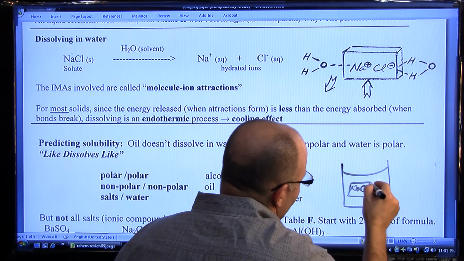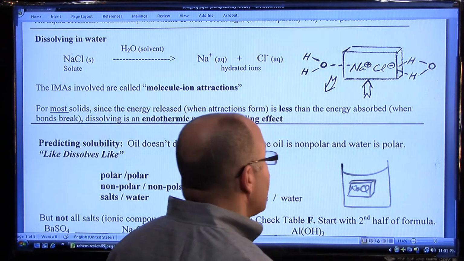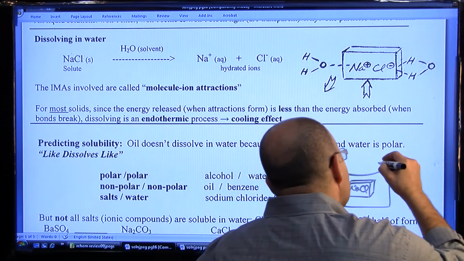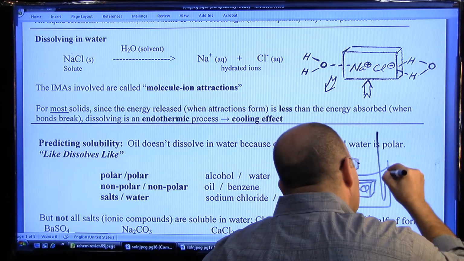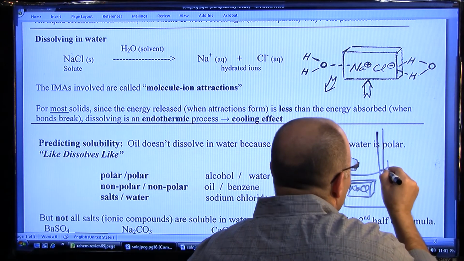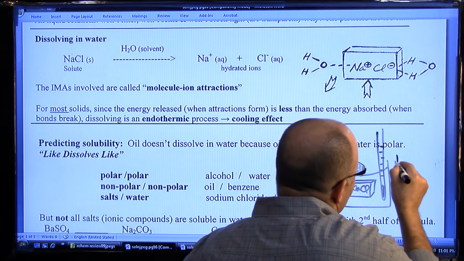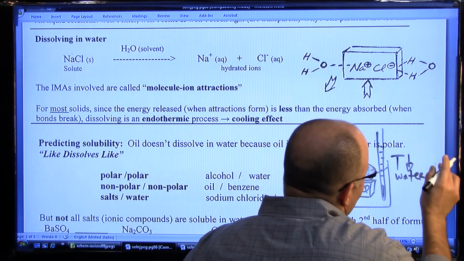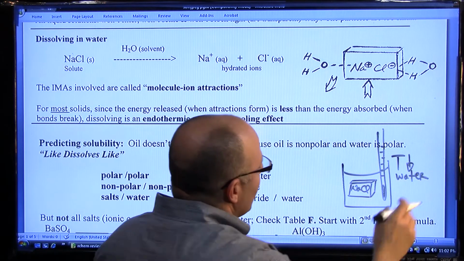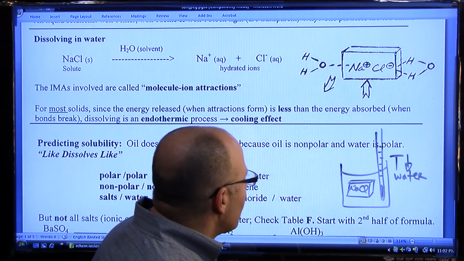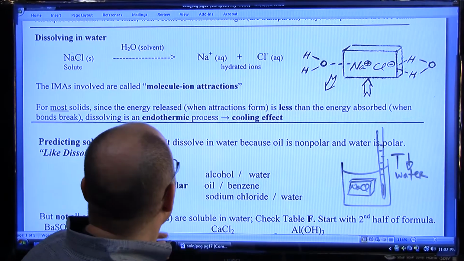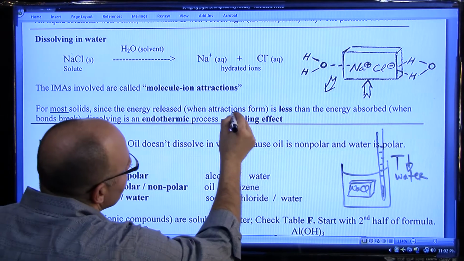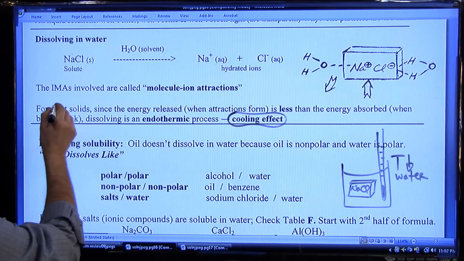We'll just take that as a cube of NaCl, which represents millions and millions of positive and negative ions. As this gets dissolved, if you had a thermometer here, the temperature of the water would decrease, because overall, there is more energy absorbed in the dissolving process than released. So, a cooling effect is what I would remember. In fact, you could start with that. Most solids, it's a cooling effect.